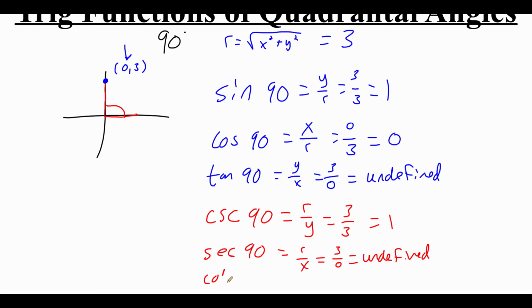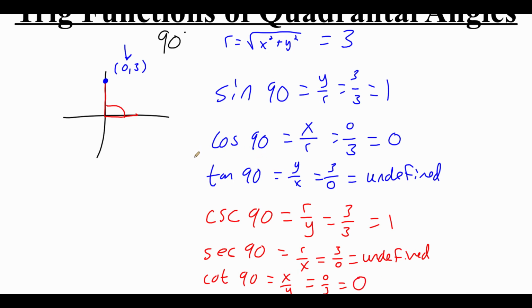And the cotangent of this 90-degree angle, cotangent is the reciprocal of the tangent, so that's x over y, so we're going to get 0 over 3, which is going to give us a cotangent value of 0.